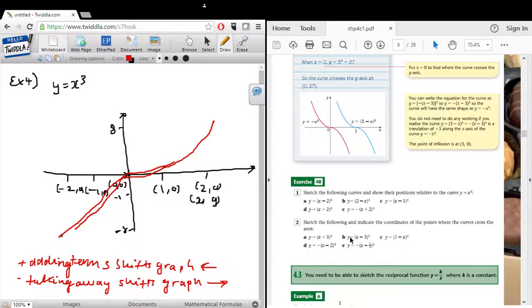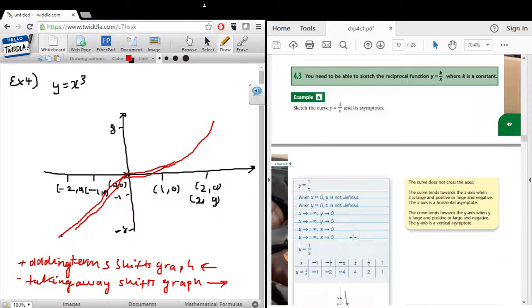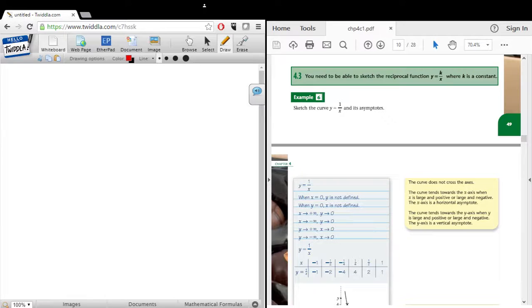Here's some exercises. We're going to go through 4.3, and 4.3 reads as follows. It says you need to be able to sketch the reciprocal function y equals k over x, where k is a constant. Constant meaning here that it stays the same, does not change, as opposed to x being a variable.